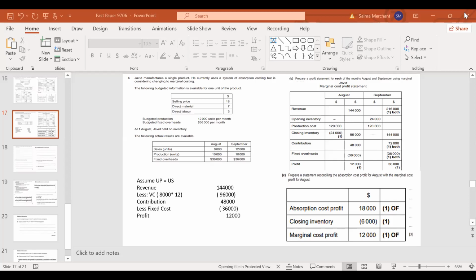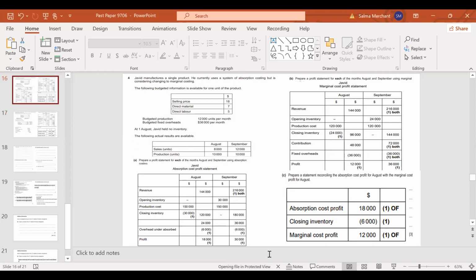Now you have to reconcile. What do you have to reconcile? Absorption costing profit for August with marginal costing profit for August. Absorption costing profit for August is how much? 18,000. Marginal costing profit for August is how much? 12,000. Which profit is lower? The marginal costing one. Because you didn't use the fixed cost.